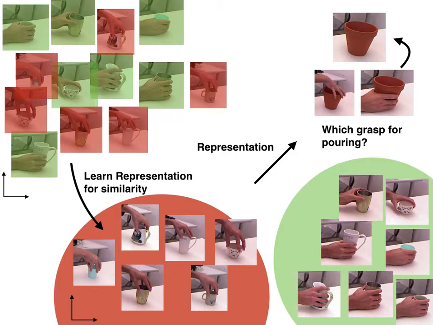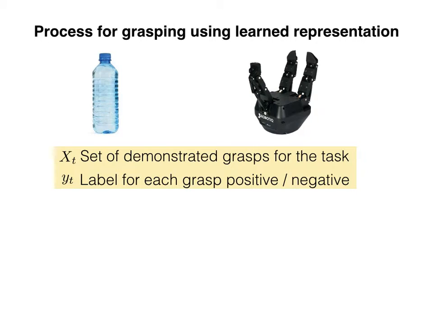Okay, so let's say we already learned this representation and we want to implement it into a system for use with robotic grasping. I will talk a bit about how we can learn this representation later on. So let's say we have this bottle here and we have a gripper and we want to place a task-specific grasp, that is, for example, a grasp for pouring from the bottle. We have a set of demonstrated grasps for the task and a label for each one of them as positive or negative for the task.